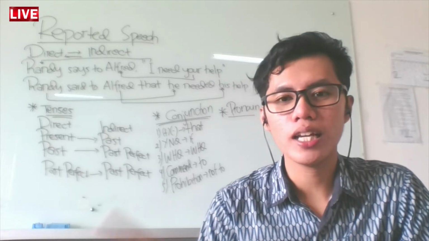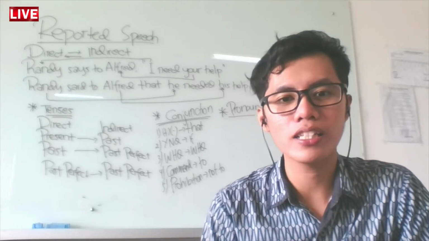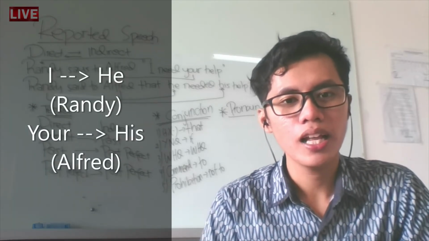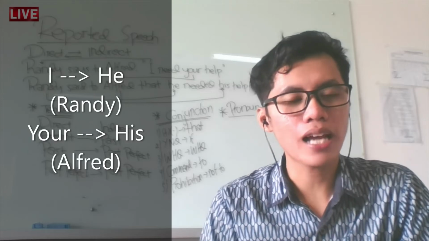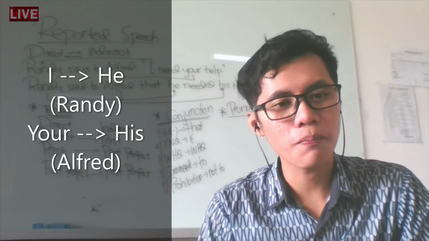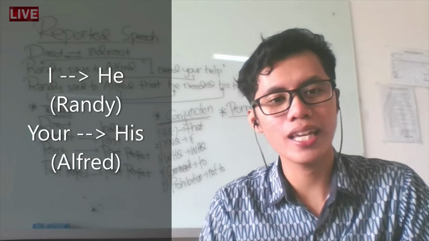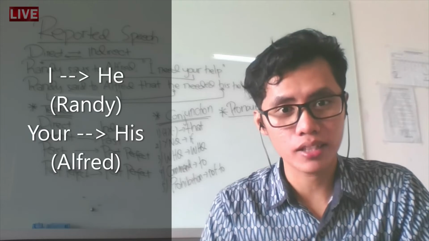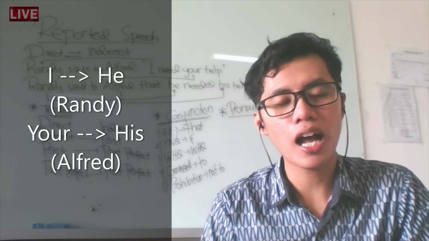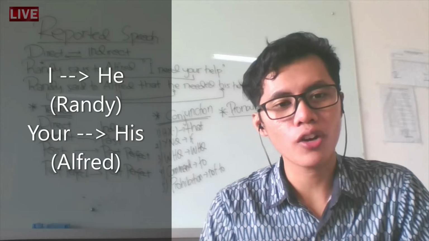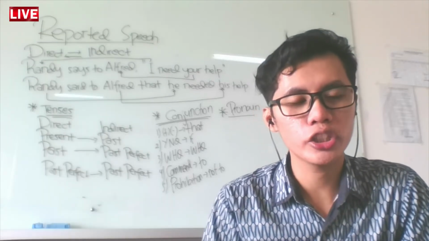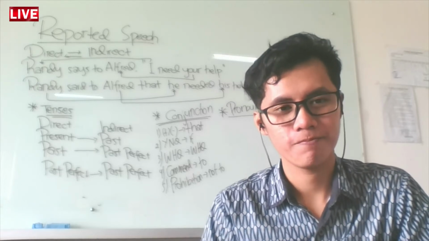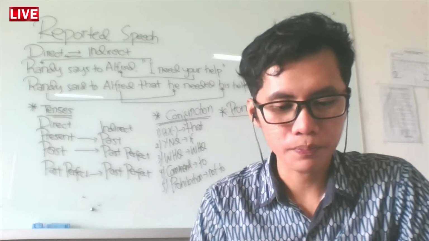If you pay attention in this example, I need your help. It changes into he, and your changes into his, because I here is Randy, and Randy is male and a subject, so we use he. And your here is possessive adjective, and it replaces Alfred. So possessive adjective for Alfred is his. So we change I into he and your into his.